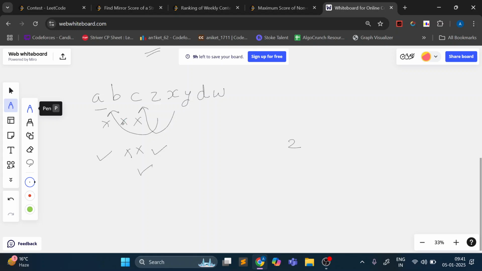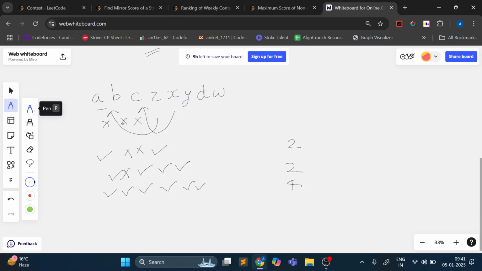So we mark it, and for X, the index here is 4, here is 2, so we add 2 again. Now for Y, we have B, so we mark B also and add, so this is 5, this is 1, so I add 4.